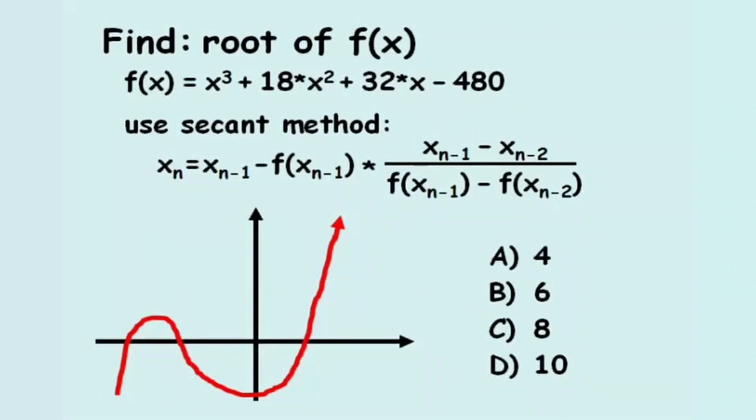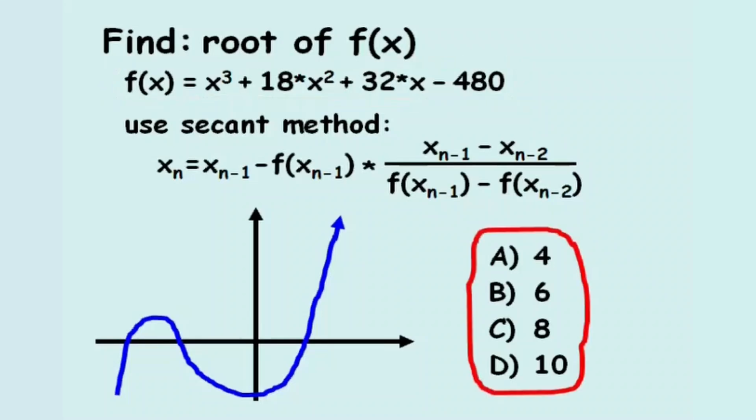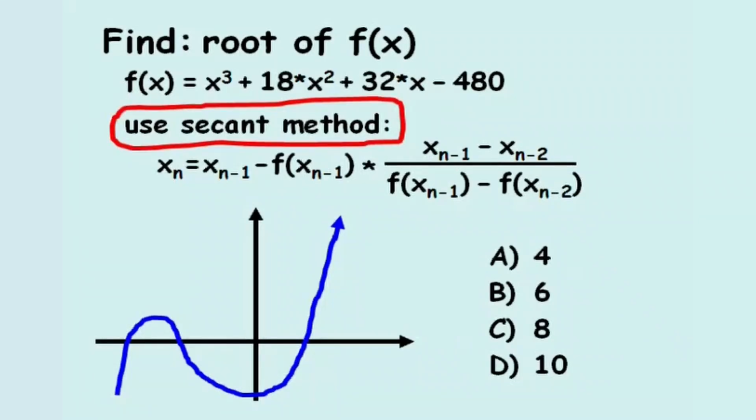Find the root of f of x. In this problem, we are provided a third-degree polynomial f of x, as well as 4 possible roots. Although there are quicker ways to solve this problem, we'll use the secant method.